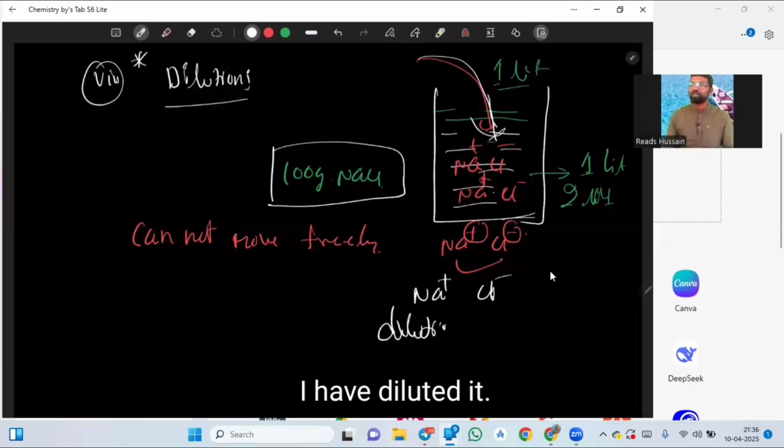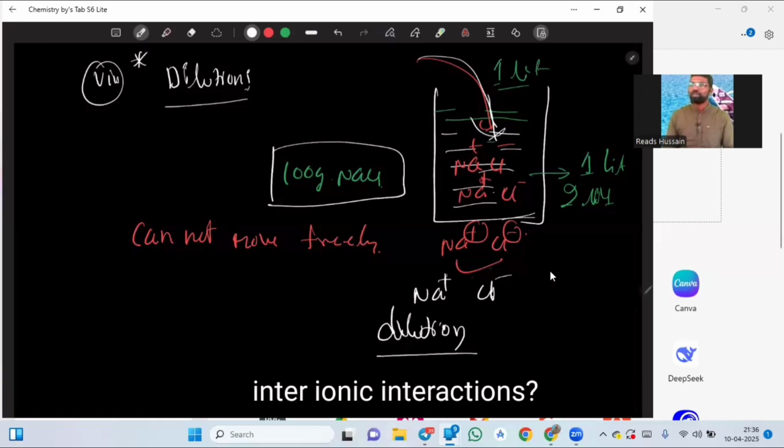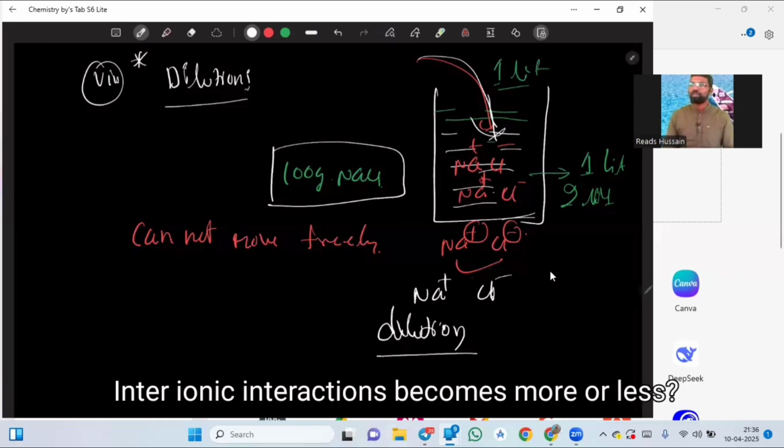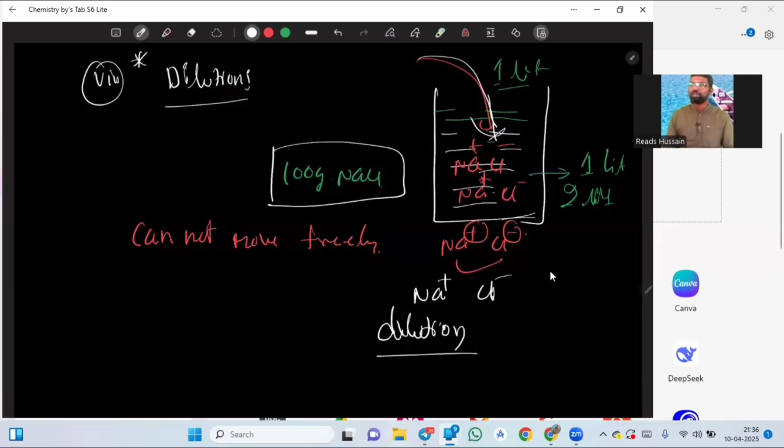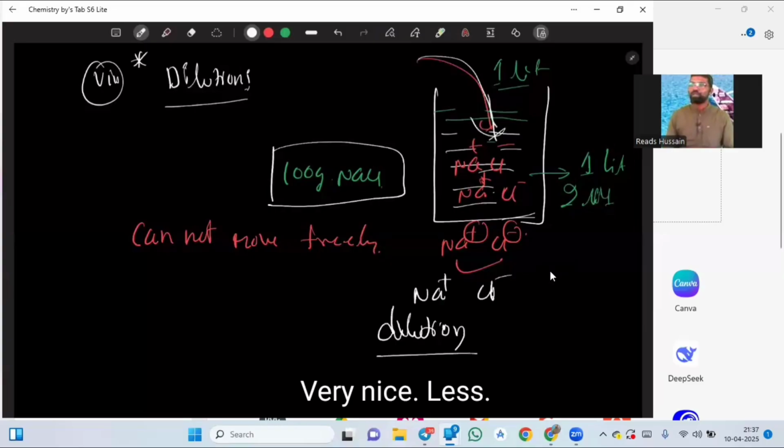I have diluted it. When I have diluted it, what happened to the interionic interactions? Interionic interactions become more or less? Less. Less. Very nice. Less.